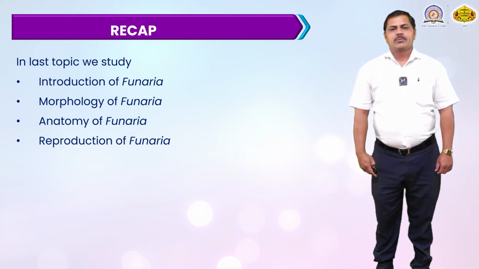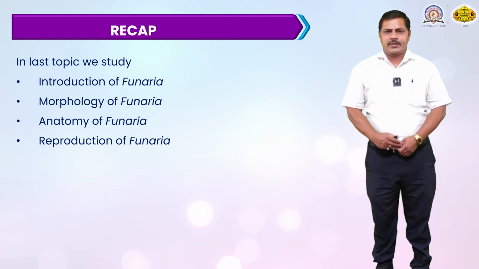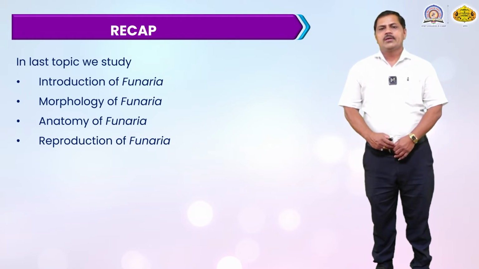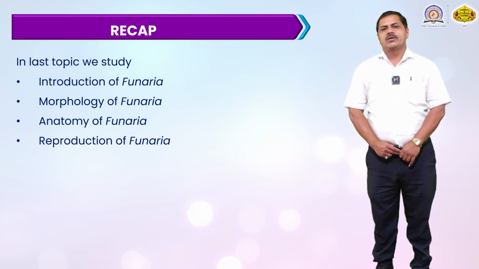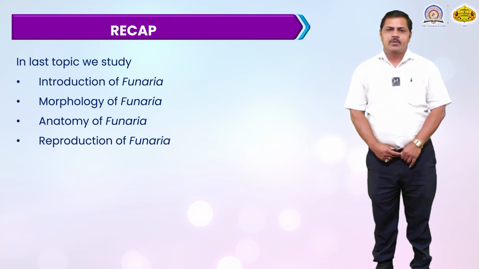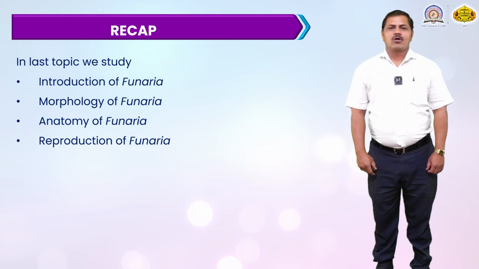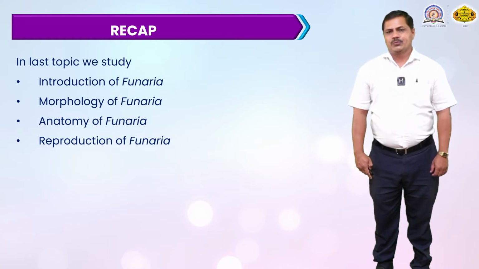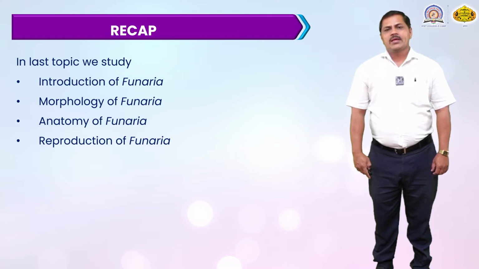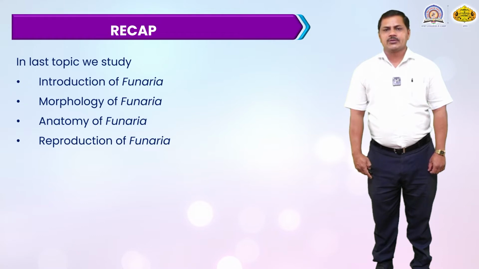Then we also discussed the anatomy of Funaria in the previous lecture. Anatomically, we first take a transverse section of the stem. In the stem, there is the outermost layer, a single layer of epidermal cells, which is useful to protect the inner zone. This epidermal layer has no intercellular space, and the stomata are absent.